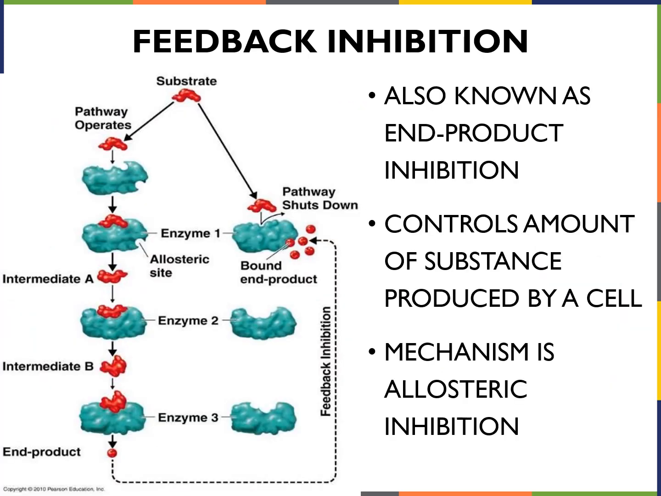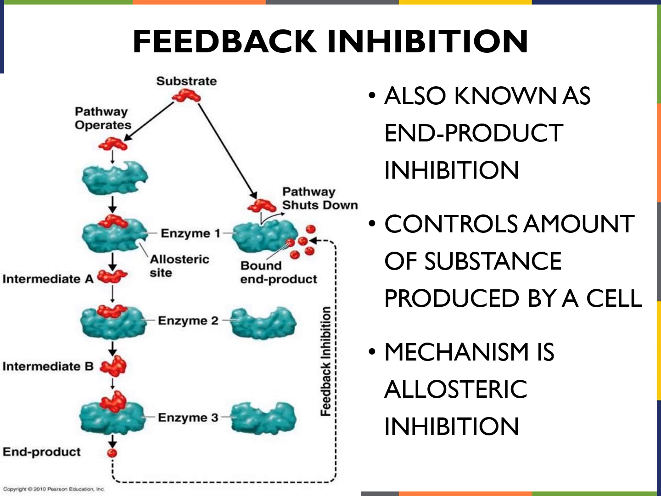Okay, now let's move on and talk about feedback inhibition. Notice on the left, we have a pathway. I said pathways are usually multiple steps, and each step of the pathway usually has its own enzyme. Well, here you see enzyme number 1. It has an active binding site. The substrate comes in and binds to the active binding site. Enzyme number 1 does its job, does whatever it's supposed to do, and then it releases the substrate. That substrate is now known as intermediate A.